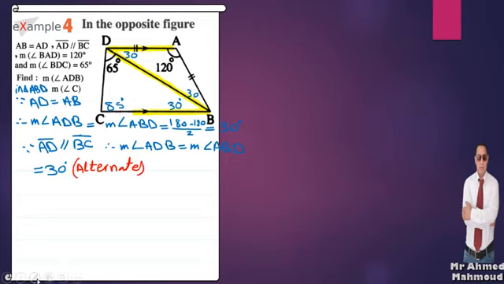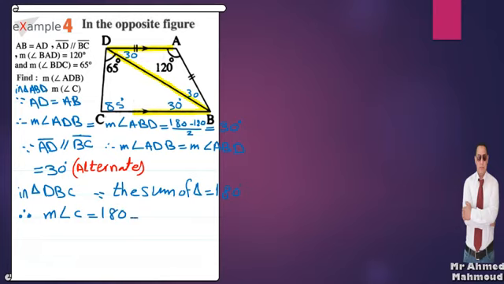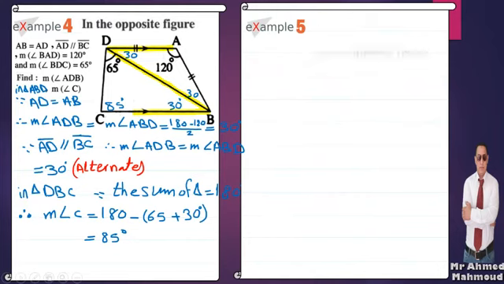Okay, and then in triangle DBC, since the sum of the angles of a triangle equals 180 degrees, therefore the measure of angle C equals 180 minus (65 plus 30), which equals 85 degrees. The next example, example 5 here.